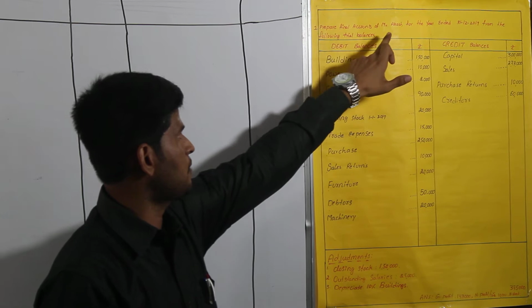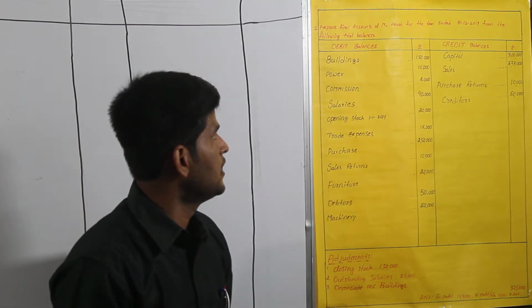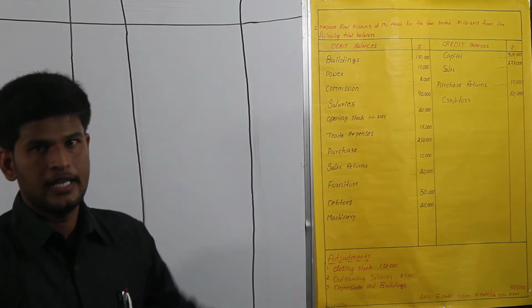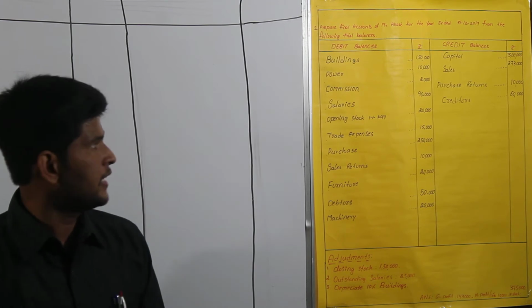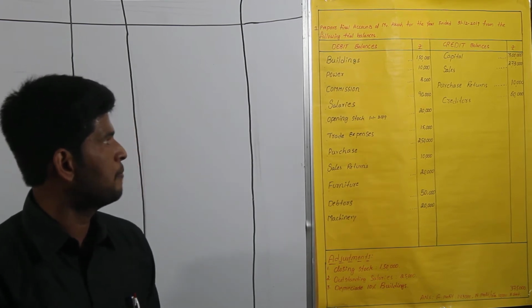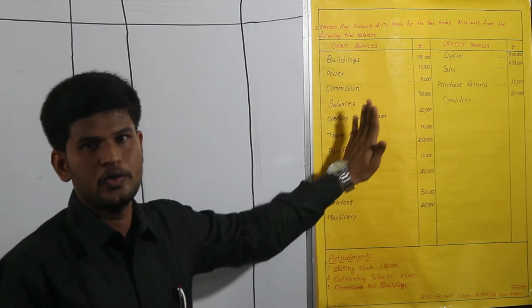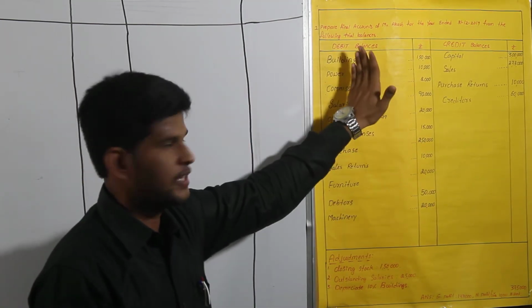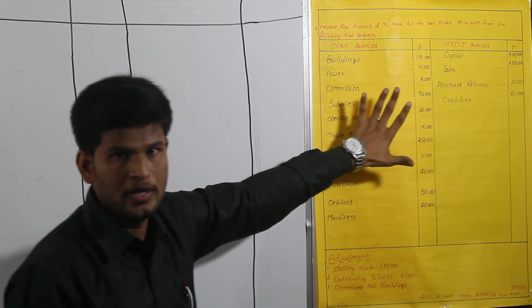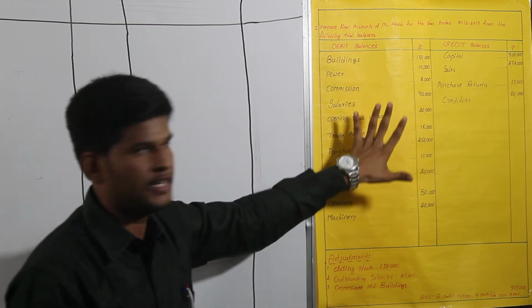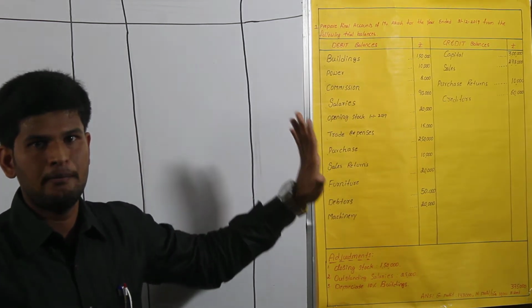Prepare final accounts of Mr. Akash for the year ended 31st December 2019 from the following trial balance. Here the question is asking to prepare the final accounts of Mr. Akash for the year ended 31st December 2019. This part belongs to the trial balance, with debit balances and credit balances. Based on the given trial balance, we have to solve the trading account, profit and loss account, and balance sheet.